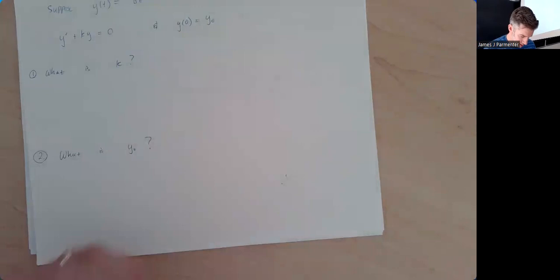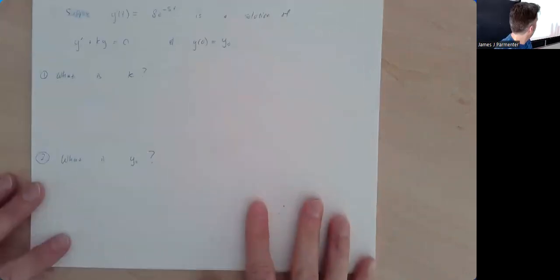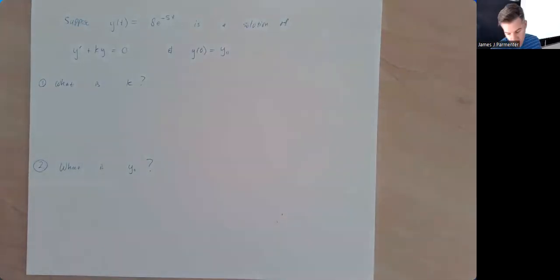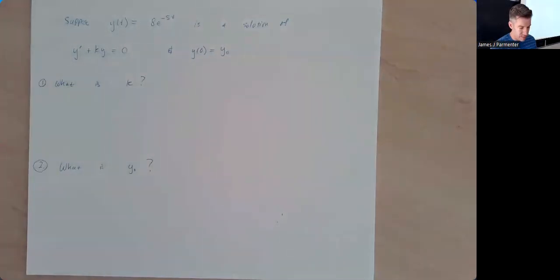All right. So let's take a look at some other examples. And we're going to come back to a couple of these, but there's a couple problems to have in mind, specifically solving some particular solutions. This is kind of like that, but not exactly. So suppose we have this solution, y of t equal to 8e to the negative 5t, and it's a solution of y prime plus ky equal to 0. We also know that y of 0 is y naught.